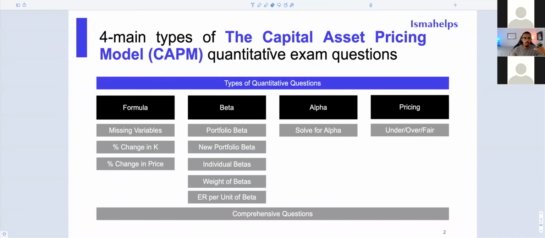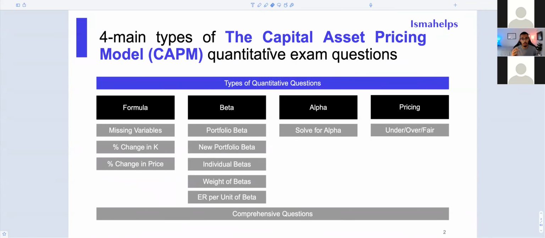Now, within the first segment, the formula segment, we're going to look at 3 sub-categories of questions. Missing variables, so you have to solve for K, RF, beta, the market risk premium. And then we're also going to look at some complicated past exam questions, which will be percentage change in the expected or required rate of return, and then percentage change in the price of a stock. All this related to the formula.